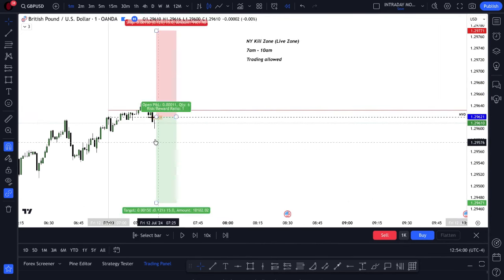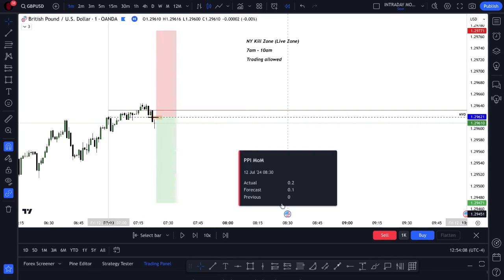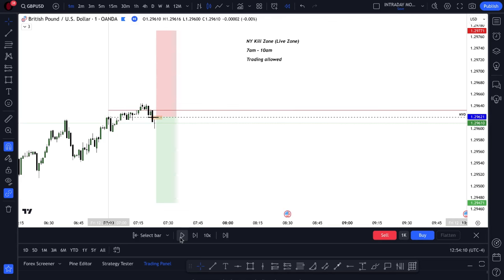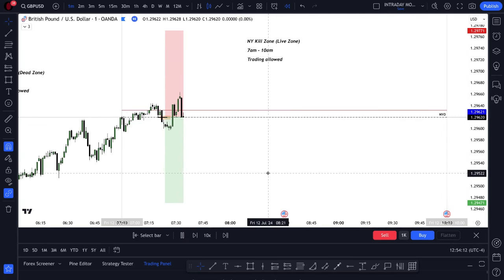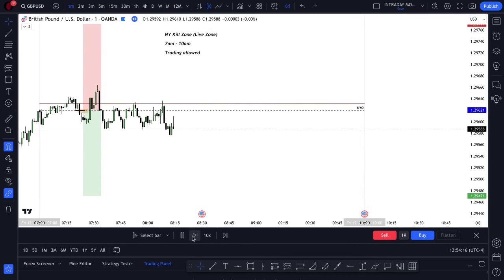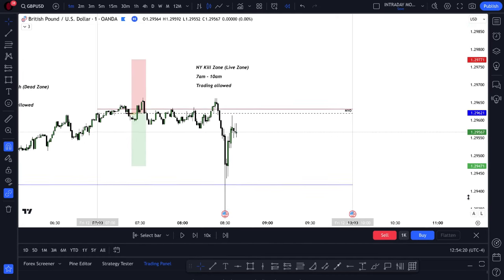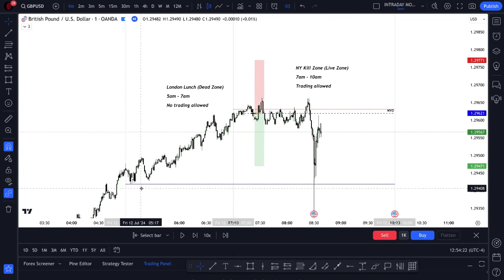Once price returns back into where my entry or fair value gap is, I'm looking to go short there. And notice the entry is forming before 8:30, before the PPI. So if you play it forward, watch to see what price does. You can see here at 8:30, price runs down and takes out that sell side liquidity pool.